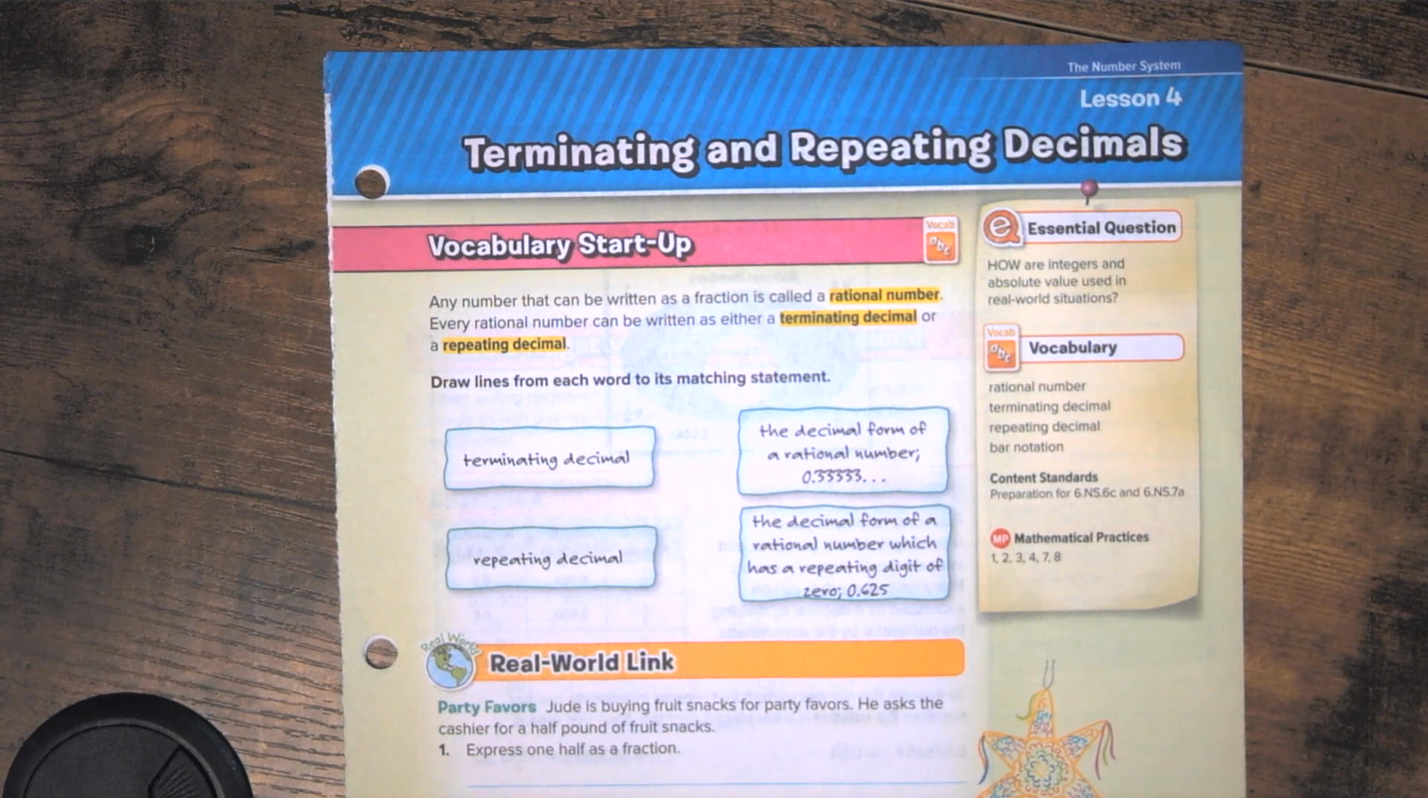Page 379. So we're going to start in the vocabulary startup. This is chapter 5, lesson 4. We have 2 more lessons, and then we're done with chapter 5. And then we're moving into the new book.